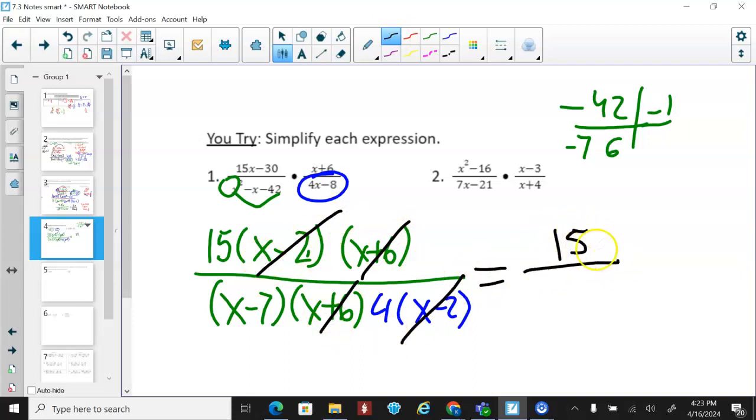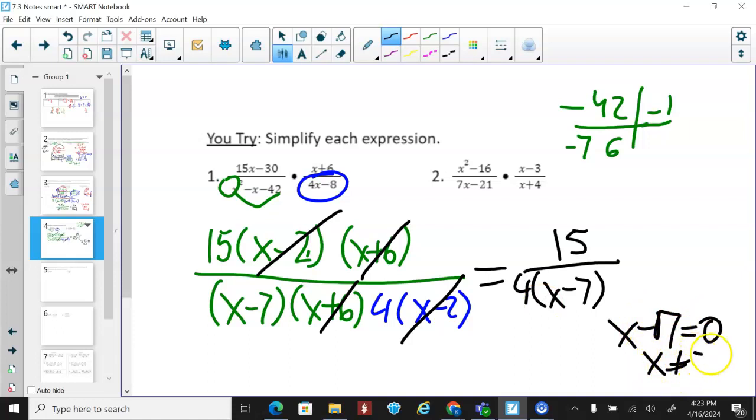Now, on the top, I've got 15 left. On the bottom, I've got x minus 7 times 4. So now again, we cannot simplify it any further, so this is what it says. We're going to take x minus 7 equal to 0. X cannot equal 7, because that will make this a 0, and 4 times 0 will make it a 0. All right, pause it if you need to.